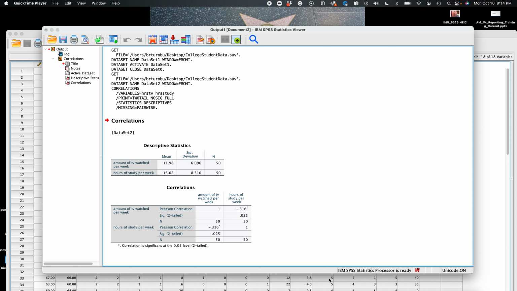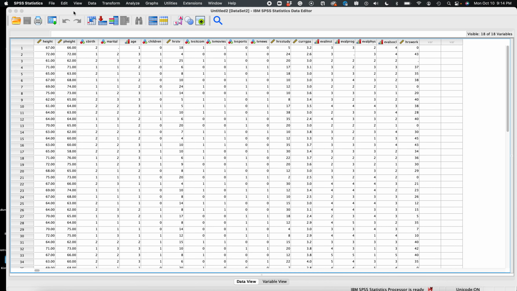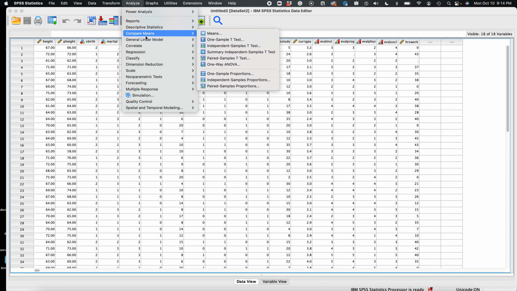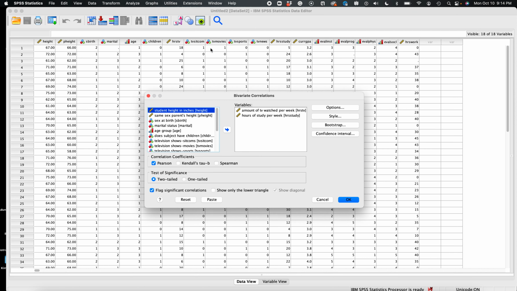Let's think about what a correlation matrix is. A correlation matrix is where we look for the correlation between several different things. So we're going to go to Analyze and then Correlate, but this time we're going to look at more than one thing.